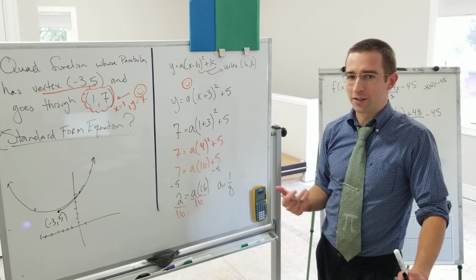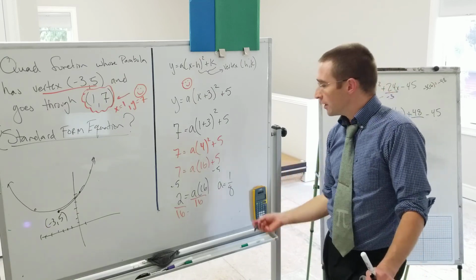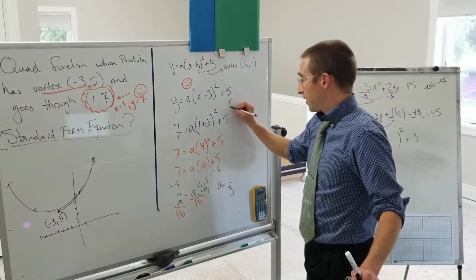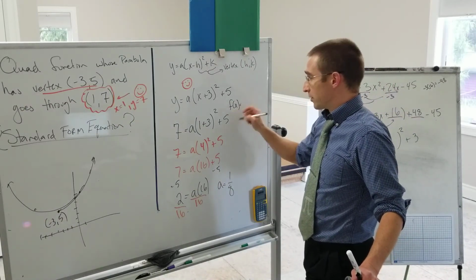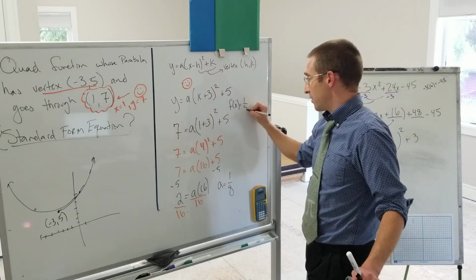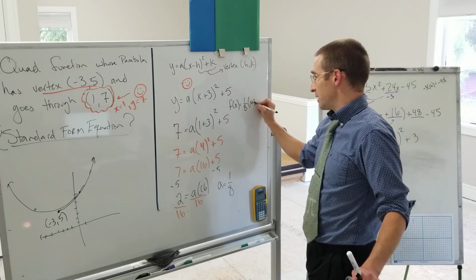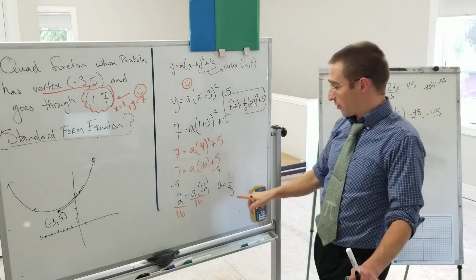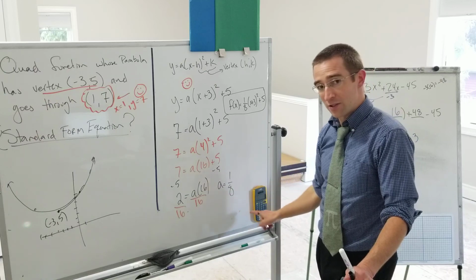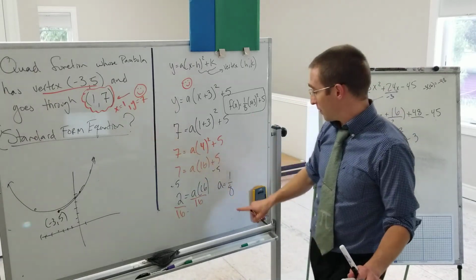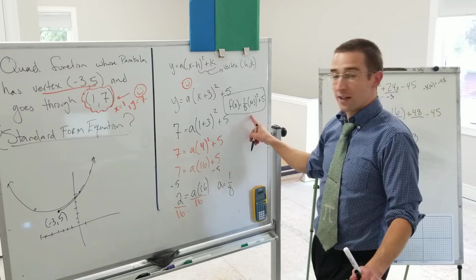Well, pretty much always, whenever a math teacher says, are we done? You're probably not done. You probably have at least one more little step to do. So that's the case this time. We're going to write f of x equals, instead of a times x plus 3 squared plus 5, 1/8 times x plus 3 squared plus 5. Resist the urge to write just a as your answer. It's asking for the standard form equation. So give the standard form equation.